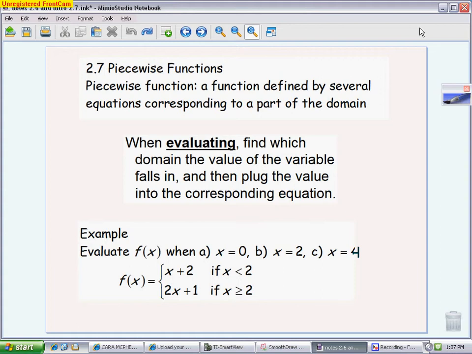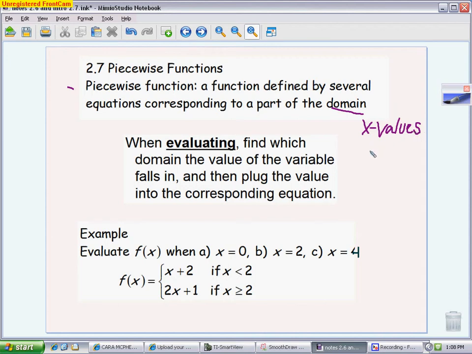A piecewise function, you can see the definition right here at the top, is a function defined by several equations corresponding to a part of the domain. Kind of complicated. What it really means in very simple terms is a piecewise function is just made up of multiple functions, pieces of functions, where it will start and stop depending on the x value. So when it says part of the domain, what it's saying is that it's all dependent on the x value you're working with. If you're looking at certain x values, you might be looking at one function. If you're looking at a different x value, you might be looking at another function.